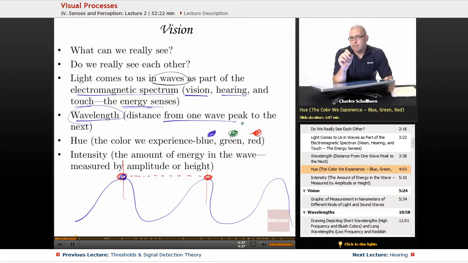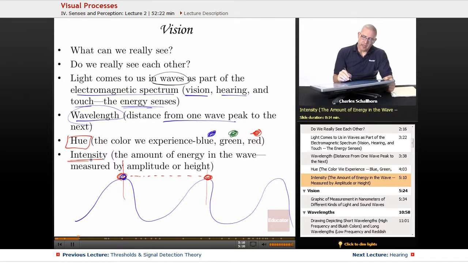And have you ever noticed the cultural considerations here, that guys don't have as many vocabulary words to describe different kinds of colors? How many guys outside of San Jose and the San Jose Sharks know what teal is? How many guys know what chartreuse is or taupe? Women in general tend to have a better color vocabulary than men do. And so color is hue. And then intensity. And that's going to be the amount of energy in the wave. And that's going to be measured by amplitude or height. Amplitude or height of the wave.